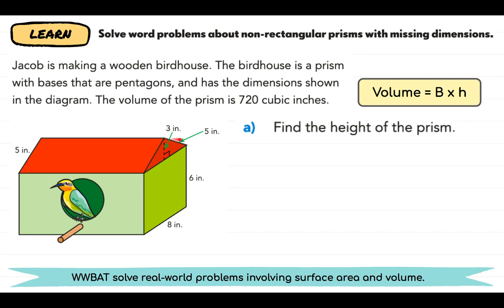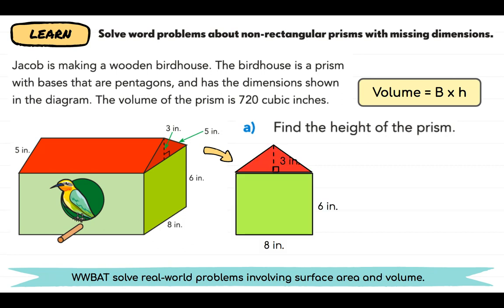You'll notice that the base of this birdhouse comprises a triangle and a rectangle. The triangle has a height of 3 inches and one side is 5 inches, and our rectangle has a length of 8 inches and a height of 6 inches. To find the height of the prism, I know that I can use the formula area of the base times height. So I will have to find the area of the base first.